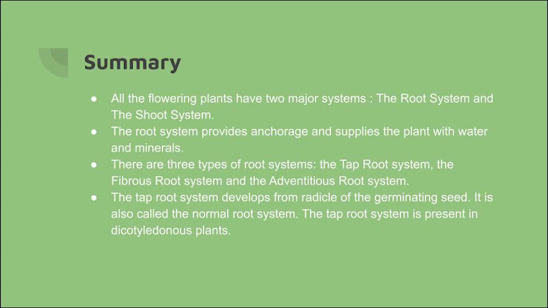Concluding this topic of root system, here is the summary of the entire topic, which consists of all major points in a precise way, starting with the two major systems, the root system and the shoot system. Then we studied the functions of roots, then the types of roots, which were the taproot system, which develops from the radicle of the germinating seed. This is a normal root system found in dicots, for example radish and carrot.